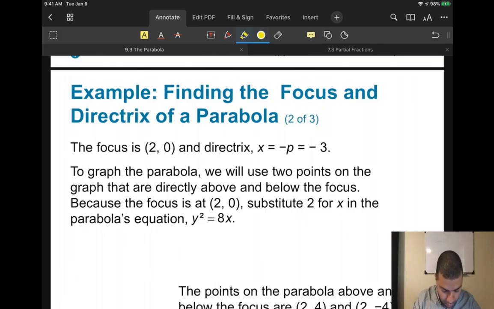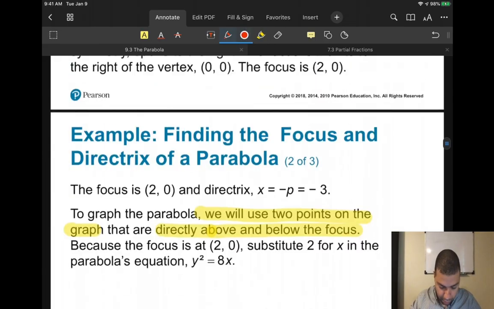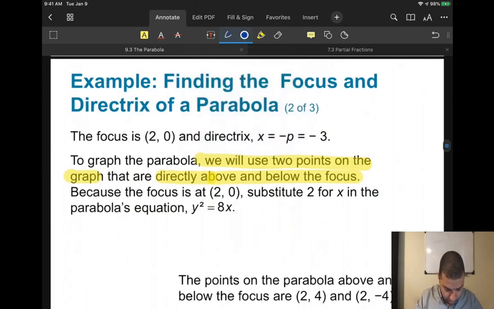So what they say is that to graph it, we'll use 2 points that are directly above and below the focus. So if I go back to the graph that I had before, they want to know this point and this point, right? And all that tells me is that I need to plug in x equals p, or x equals 2 in that case. Right? So remember, y squared was 8x.